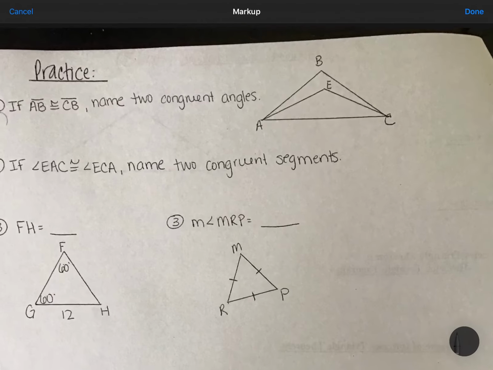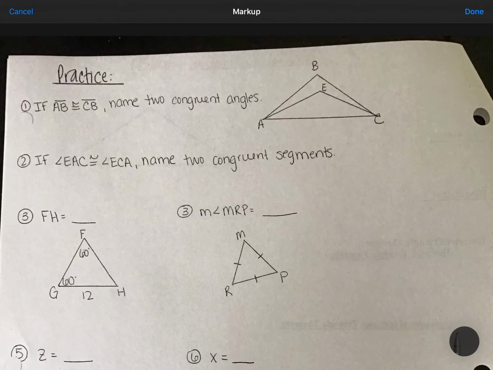And if you want to, you can pause the video, see if you can find some congruent angles based on AB being congruent to CB, see if you can do number 2, so forth and so on. So you can pause the video and then unpause it to see if you got all these answers correct. So what I'll do is I'll just work these out and put the correct answers.